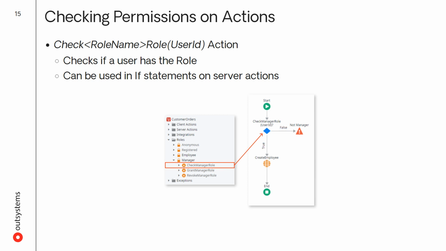Also, using the CheckRole action, we can check in a logic flow of a server action if a certain user has a certain role. Then, we can build our flow to make sure that only the users with a certain role are authorized to perform a certain task. For instance, in the flow on the right, we first check if the user has the Manager role. If it does, then we create an employee in the database, otherwise an exception is thrown.